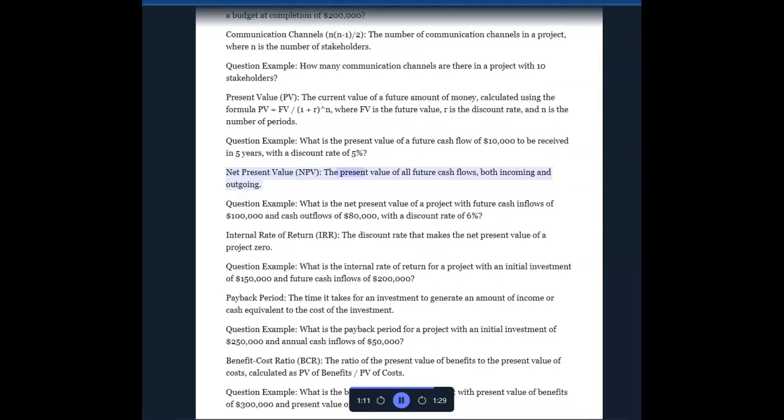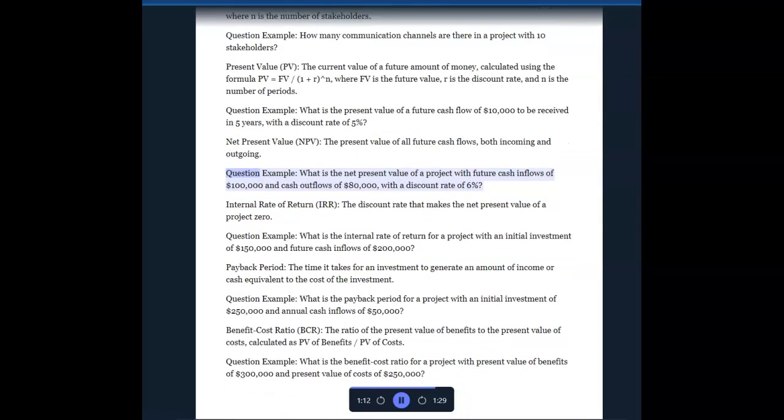Net present value, NPV. The present value of all future cash flows, both incoming and outgoing. Question example: What is the net present value of a project with future cash inflows of $100,000 and cash outflows of $80,000, with a discount rate of 6%? Internal rate of return, IRR. The discount rate that makes the net present value of a project 0. Question example: What is the internal rate of return for a project with an initial investment of $150,000 and future cash inflows of $200,000?